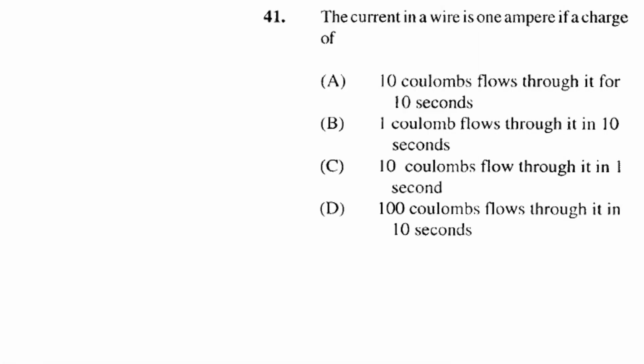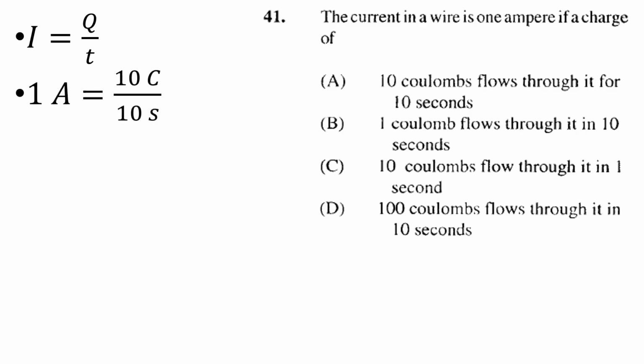Number 41. The current in a wire is 1 ampere if a charge of A, 10 coulombs flows through it for 10 seconds, B, 1 coulomb flows through it in 10 seconds, C, 10 coulombs flow through it in 1 second, or D, 100 coulombs flow through it in 10 seconds. So the formula for current is charge divided by time, and the only one here that would work out to 1 ampere is if it were 10 coulombs flowing in 10 seconds. So the answer is A.